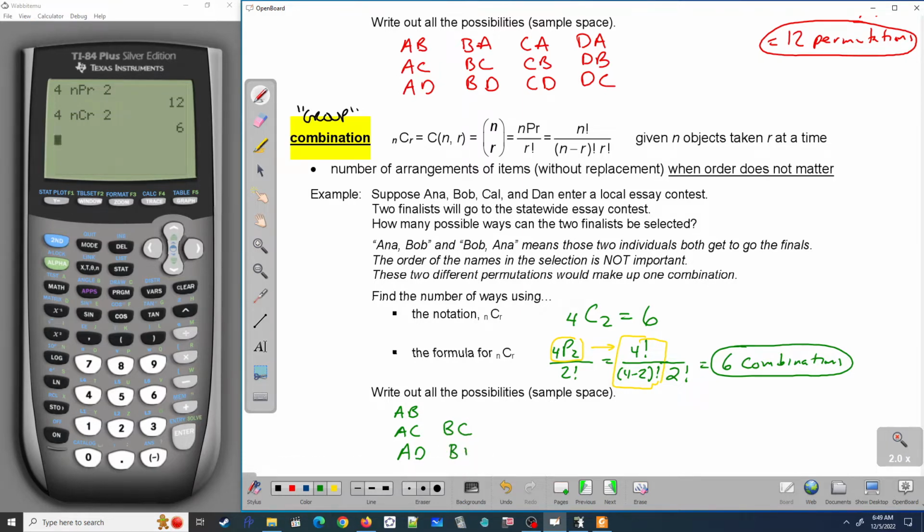And I could go BD. I can't do CA because that's there. I can't do CB. I just did that. So the only other possibility is CD, and that's how I end up getting my 6 possibilities.